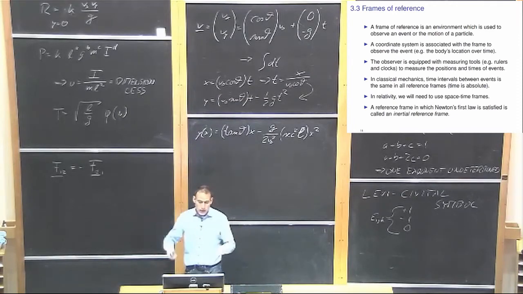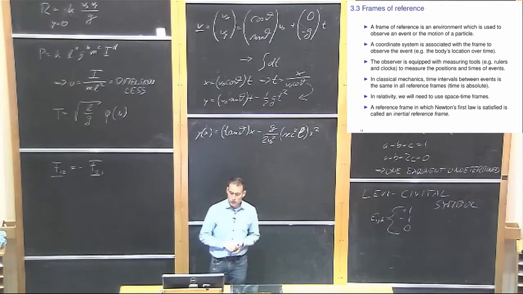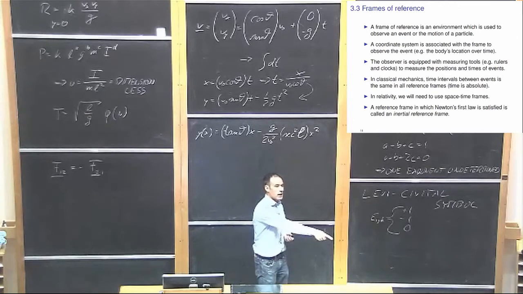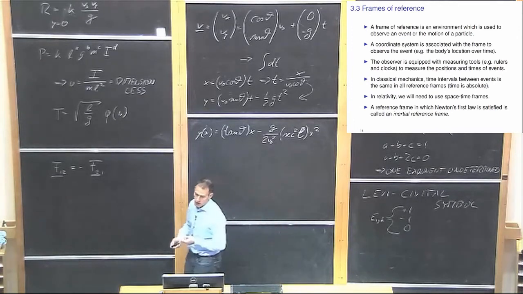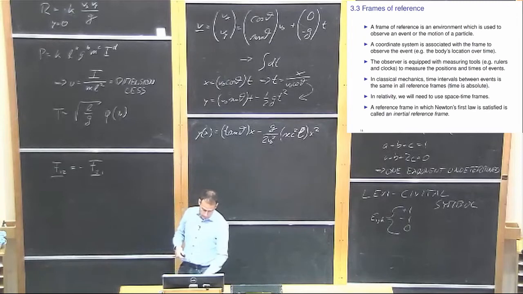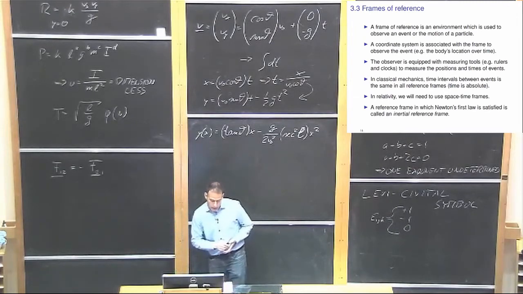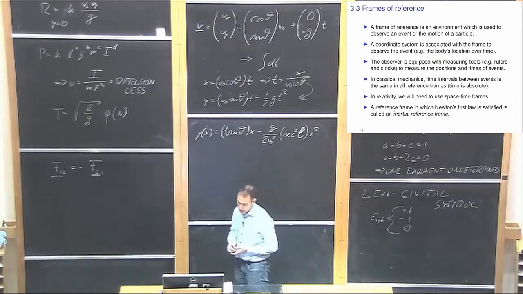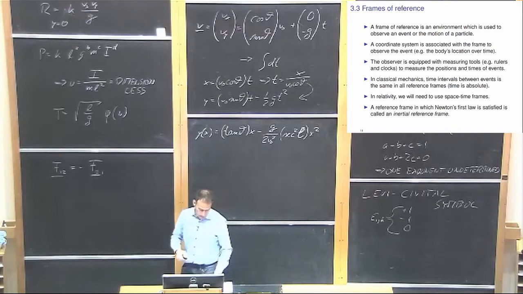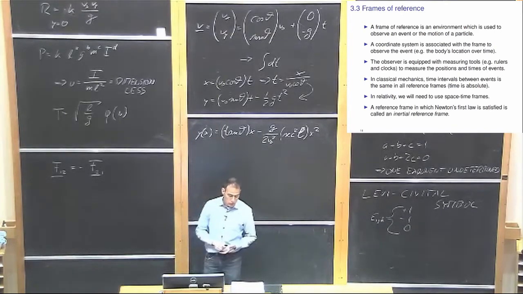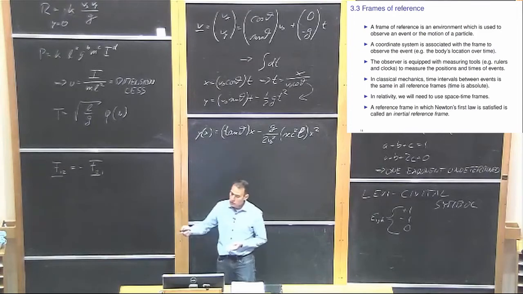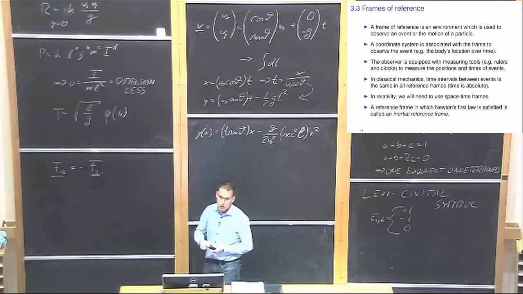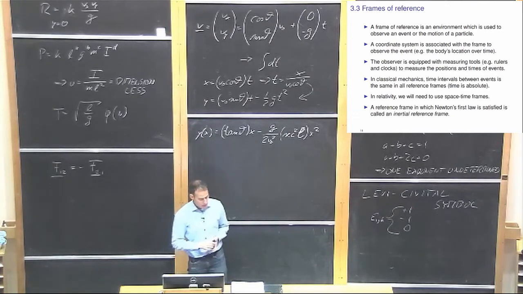Now, we as observers are equipped with measurement tools, rulers, clocks. You could have timed how long it takes the ball to move from 0 to down there and fall, and then you can measure the position and the time of the events. In classical mechanics, the time interval between events is the same in all reference frames, so time is absolute. This is not the case when you move to relativity. We will have to use space-time frames because time is not absolute. Time is a parameter similar to our coordinates, and the speed of light is absolute there.